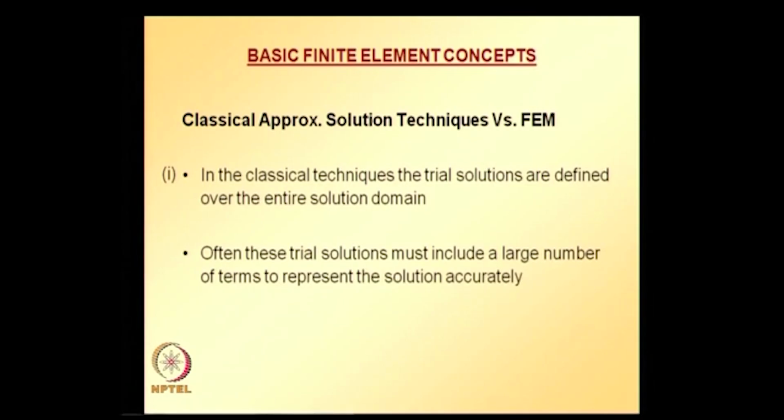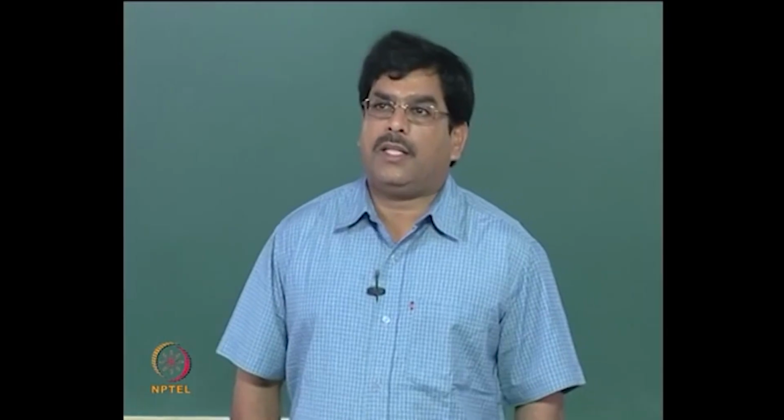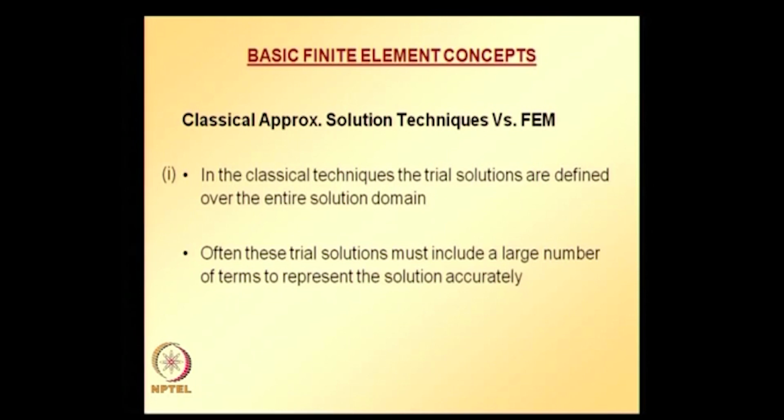Often this trial solution must include a large number of terms to represent the solution accurately. This also you have experienced: as you increase the order of the trial solution, that is if you go from linear trial solution to quadratic, or cubic and quartic, the solution accuracy increases. So, if for a particular problem a lower order trial solution is not capturing the exact solution accurately, then we need to include a large number of terms to represent the solution accurately.